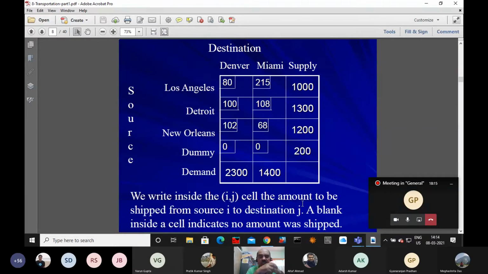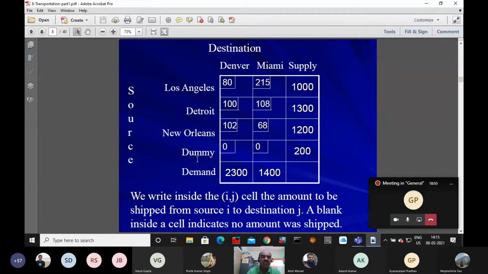So this is a problem you can see here. It is a standard transportation problem. We are transporting goods from 5 sources to 3 different destinations. At the sources we have Los Angeles, Detroit, New Orleans, and we have dummy sources. That is because it is an unbalanced transportation problem. We had made dummy. So why dummy?